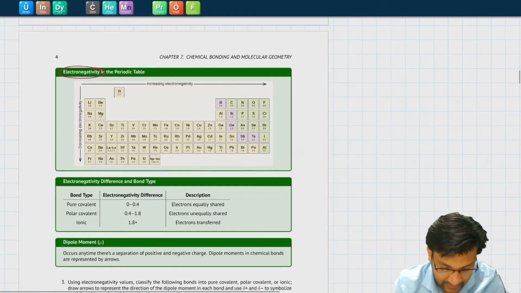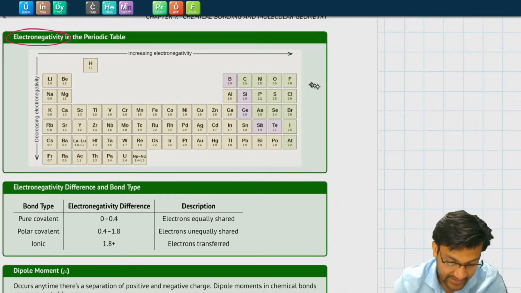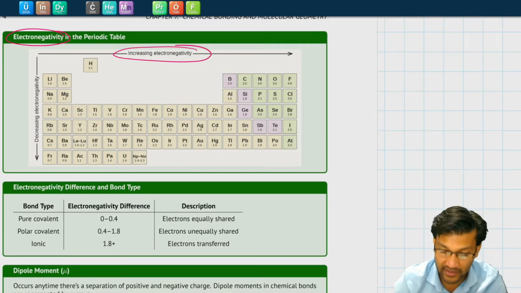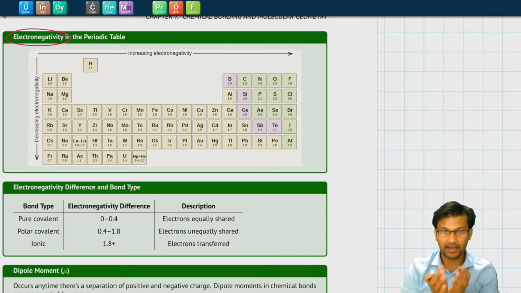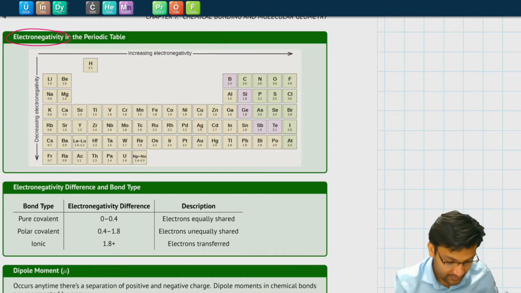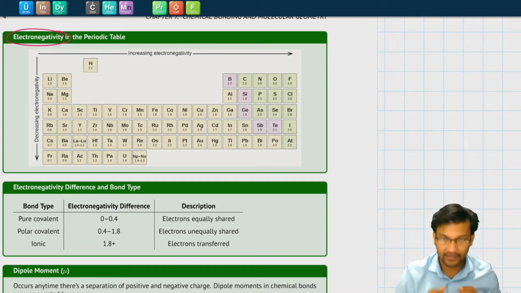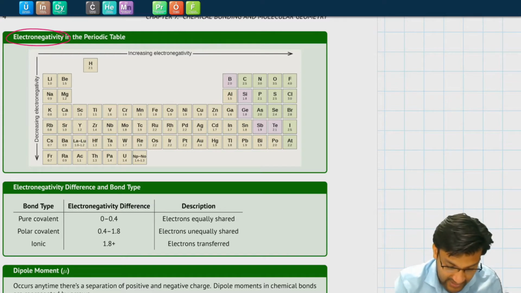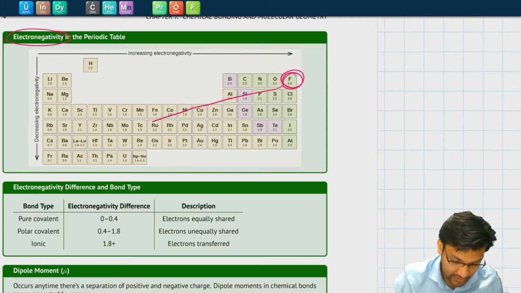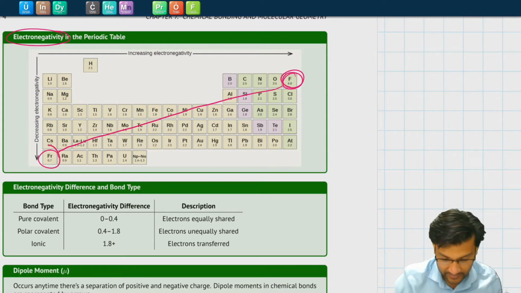And as you might suspect, the more towards the right side of the periodic table you go, the higher the electronegativity value is, because those elements are more likely to pull electrons to themselves. Similarly, oppositely, if you go down the periodic table, there's a decreasing electronegativity because those elements tend to not pull electrons to themselves. So as you might expect, fluorine here has the highest electronegativity value in the periodic table, and as we go to the left and down, francium has the lowest electronegativity value.